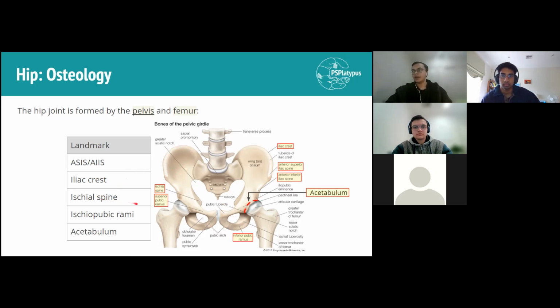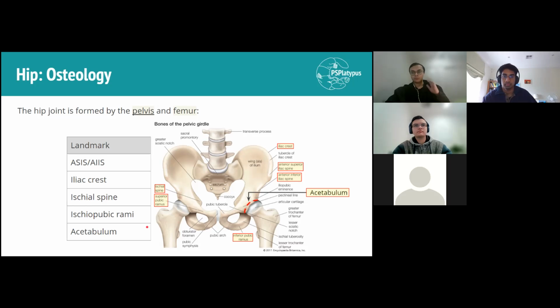And the ischial spine is another structure which is located on the ischial part of the pelvis, and it's over here. You can see that there. Again, it's going to be important for muscle attachments. Ischiopubic rami are these two bits here and here. There's an anterior, superior rami and an inferior rami.